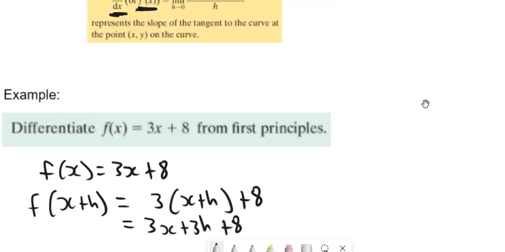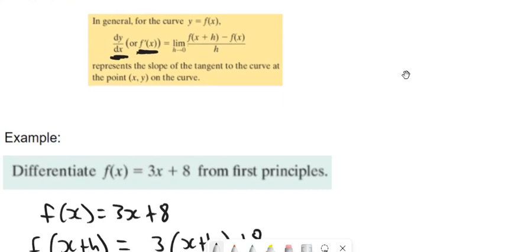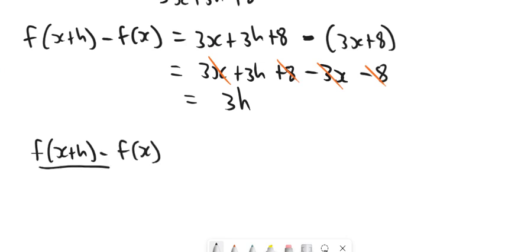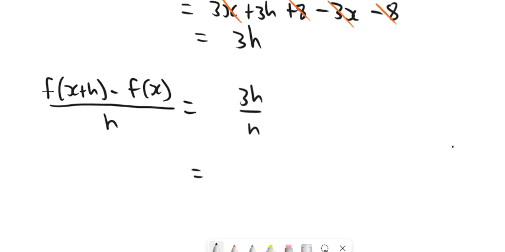Next thing we have to do is divide by h, the bit on the bottom. So f(x+h) minus f(x) all over h is just 3h, because we have the top part of the line there, and then it's divided by h, so that's just going to be 3. So equals 3.